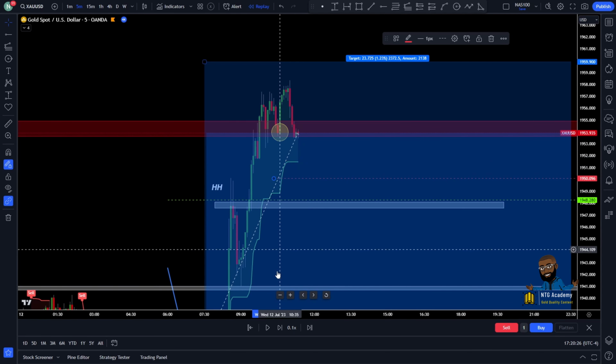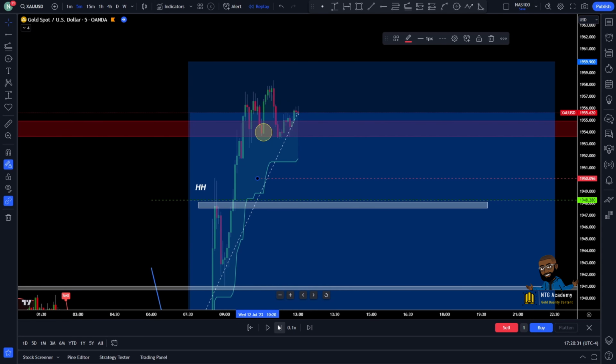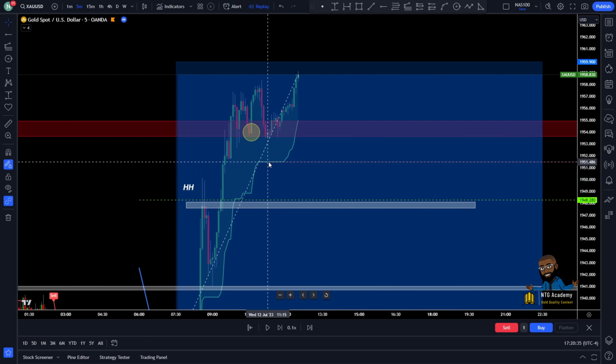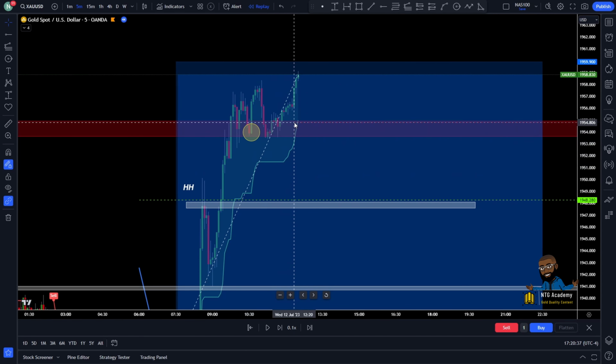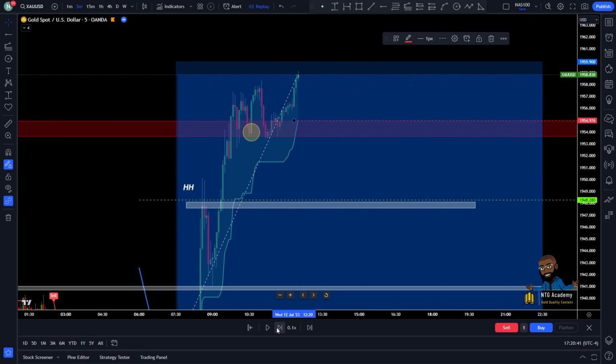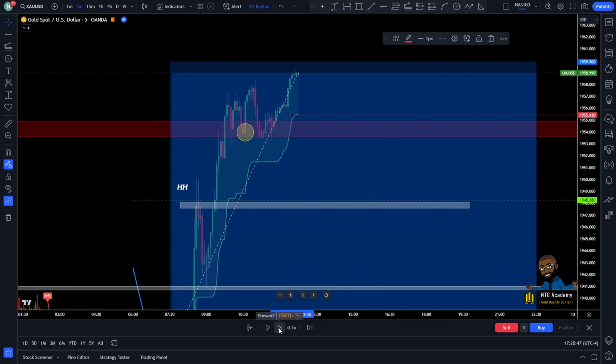Now we are getting into around 11 a.m., okay? And gold is just sitting around that resistance there, just waiting for it to build up. And as you guys can see, I'm still trailing. My stop loss is good. I mean, I locked in pretty much 200 pips right there. I locked in 200 pips, so it's all good. And we're going to continue.